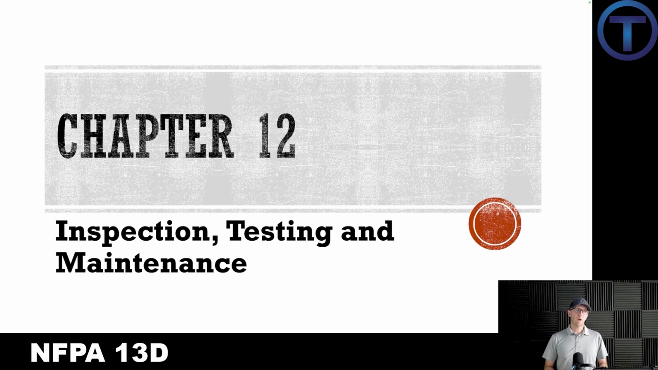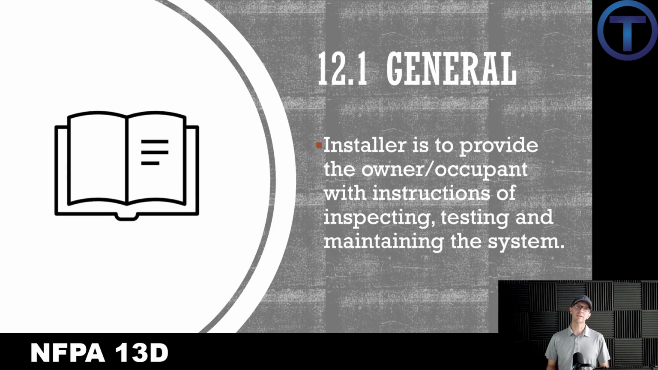Let's move on to chapter 12. It is titled Inspection, Testing, and Maintenance. There are a few important things to understand from chapter 12. In general, it says that the installer is to provide the owner or occupant with instructions of inspecting, testing, and maintaining the system. A fire sprinkler system is not something that you just install and walk away and never look at again. It does need to be periodically tested to ensure that it's functional, so that if there's a fire at any point, it's going to do its job. There will be some instructions for that, and since the fire sprinkler installer is going to be long gone whenever there's a fire, that information needs to be left with the owner.